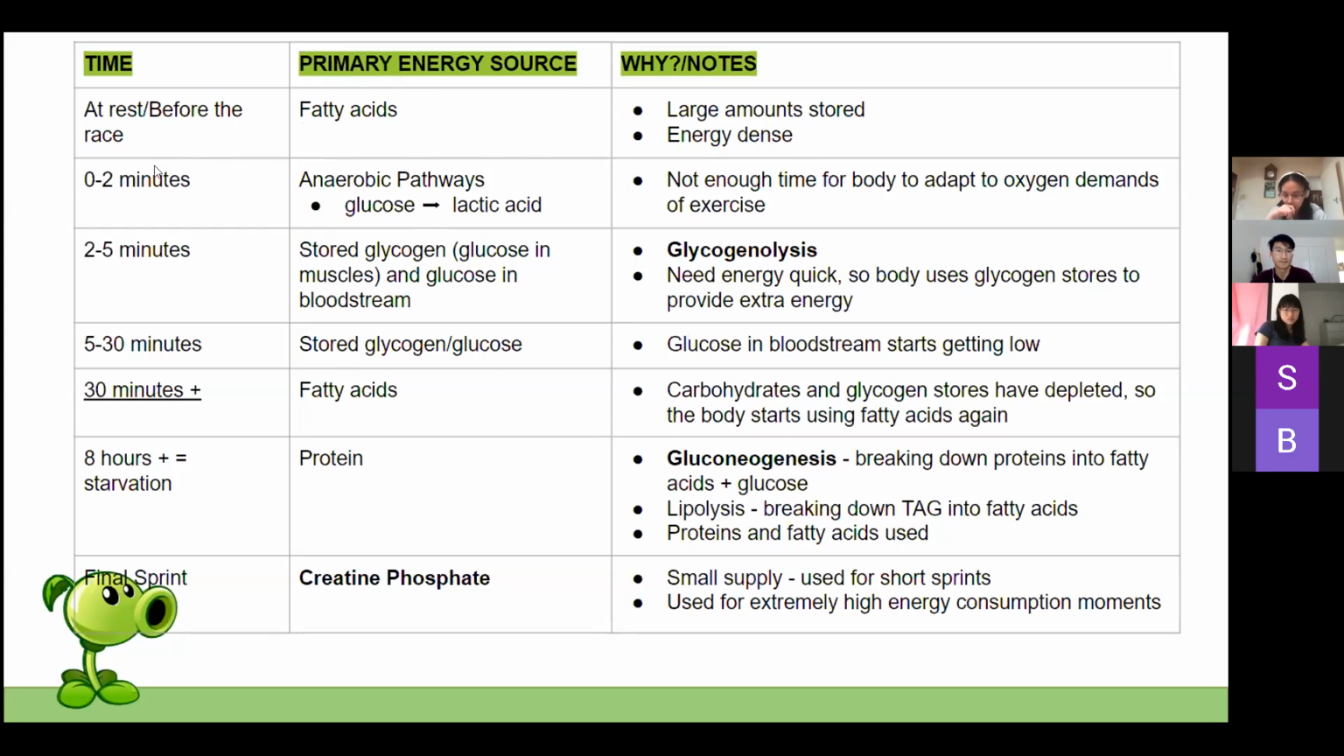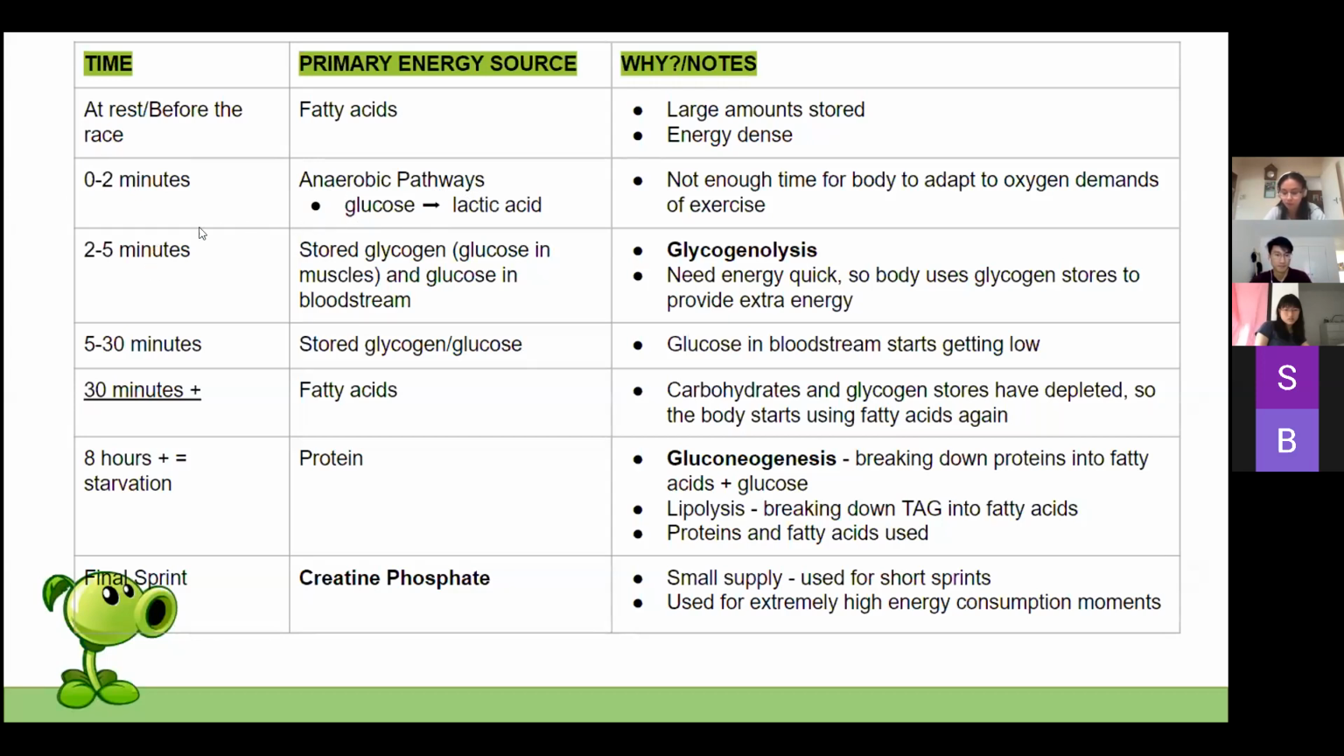So at the start of the race, your body is going to start to use a bit of glucose as energy, right? And why that is, is because fatty acids are energy dense, yeah, but they might take a while to break down and provide you energy. You kind of want quick energy because you're racing and all that. So your body starts utilizing some glucose as well to give you some quick energy. At the start, from 0 to 2 minutes, it's going to be anaerobic because your body's still adapting to the exercise. It's not getting enough oxygen yet.